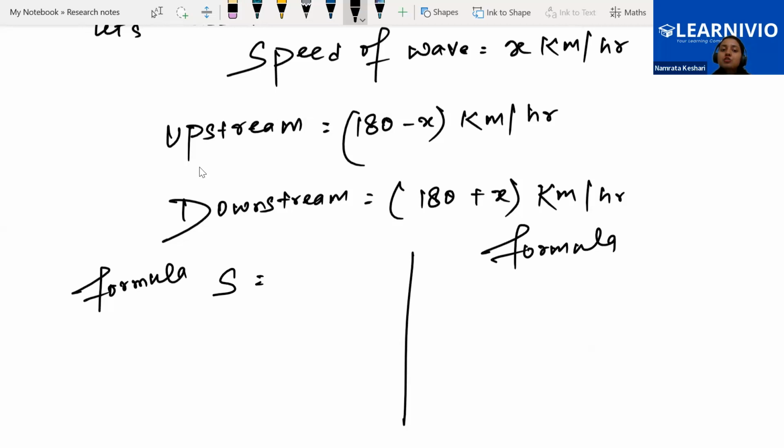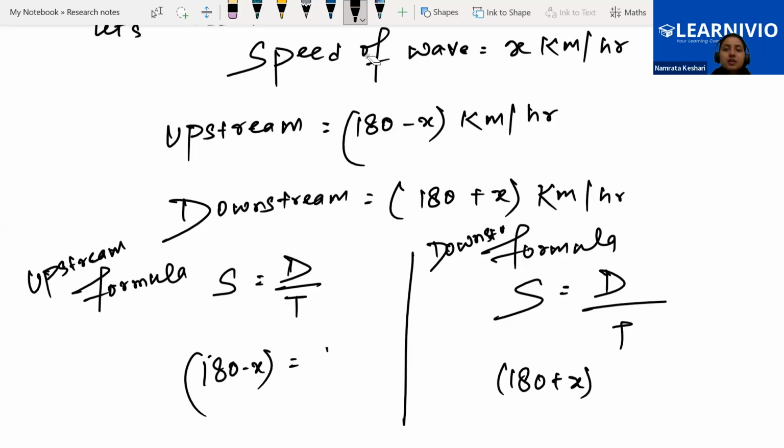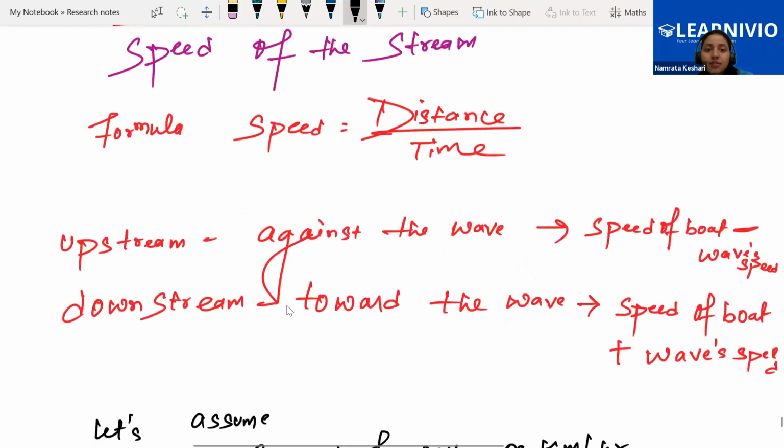Speed is equal to distance by time. Now for the first case, let's say this is the case of upstream. Here we will use the same formula. There also we will use the same formula for downstream, but the speeds are different for both cases. For upstream, the speed is 180 minus x. For downstream, the speed is 180 plus x. What is the distance? The same distance is covered in both the cases.